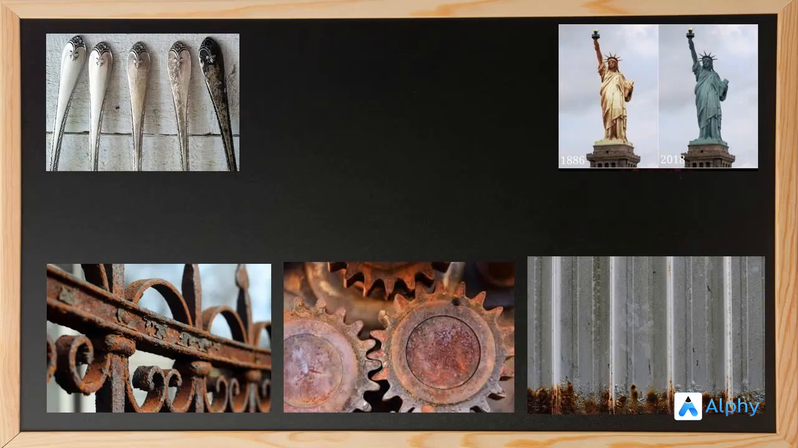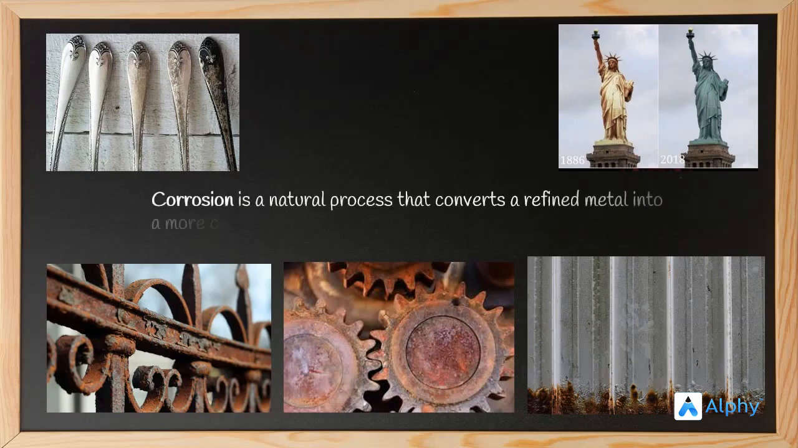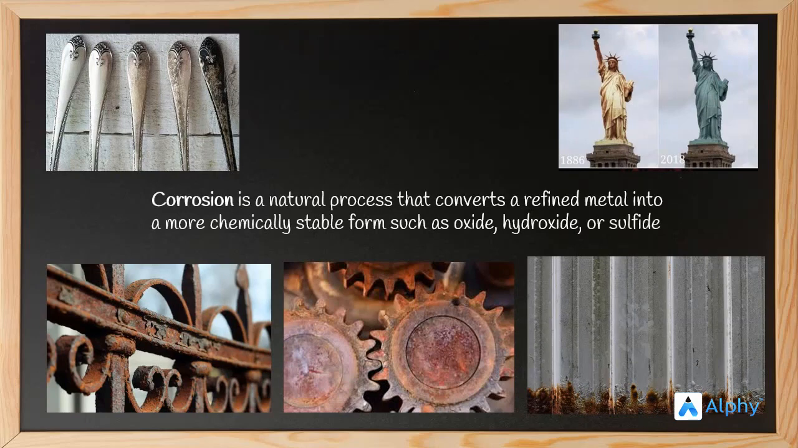So what exactly is corrosion? Corrosion is a natural process that converts a refined metal into a more chemically stable form, such as oxide, hydroxide, or sulfide. Okay, so this is the definition of corrosion. To understand this better, we will take three precise examples.